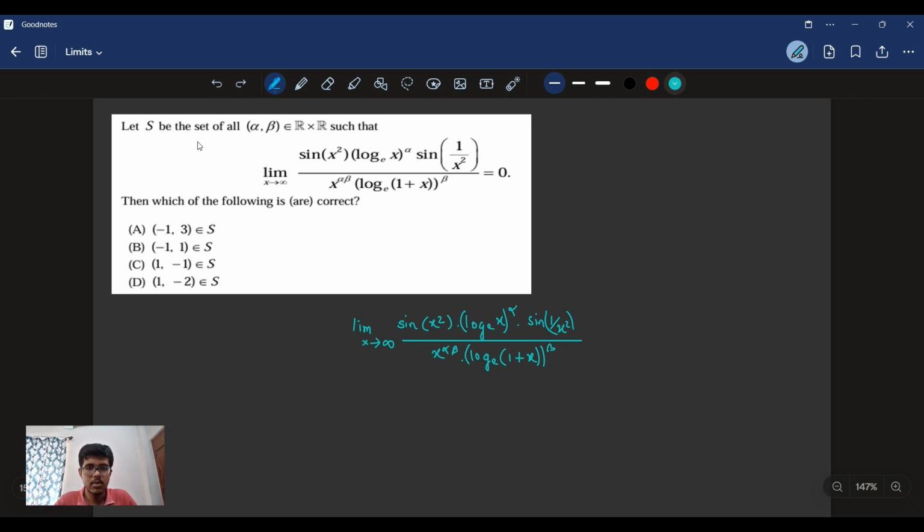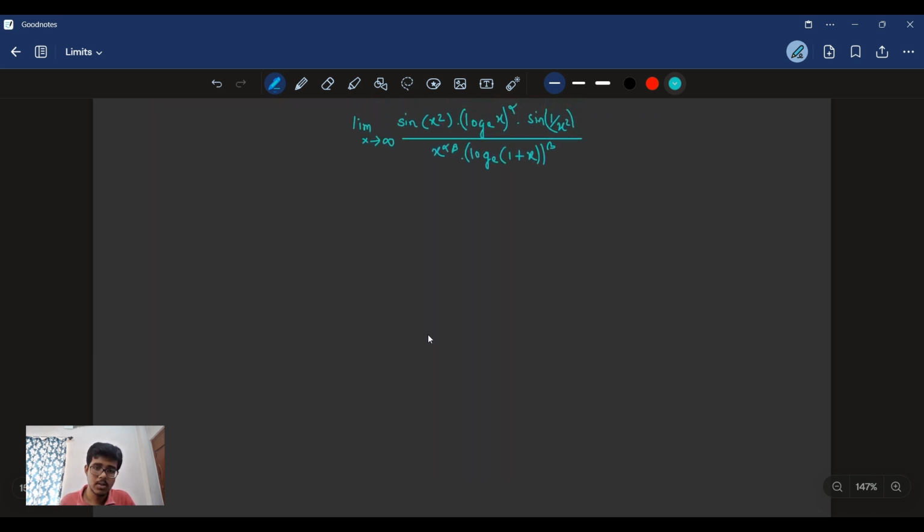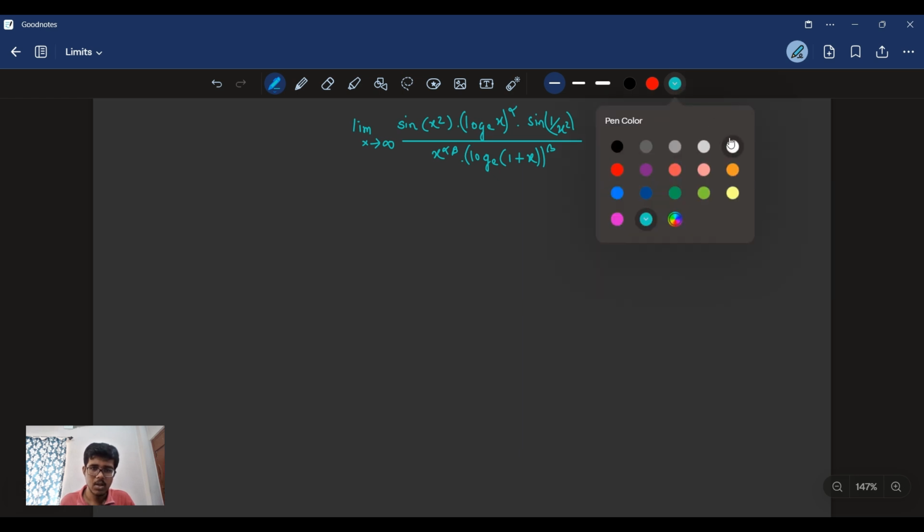So in this particular question, we are given a limit whose value is equal to 0, and we have to find the values of alpha and beta. As you can see from here, it is a multiple option correct kind of question, and it is a better question than the previous two questions that we did in the video so far. So let's start analyzing the question. I have written this limit over here, and so let's start now.